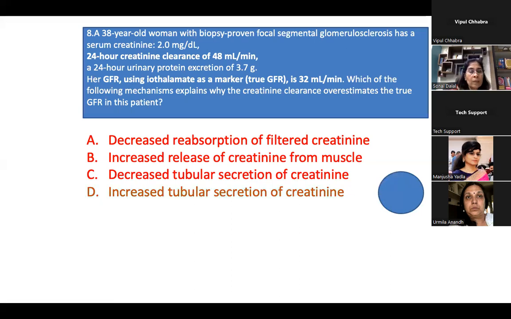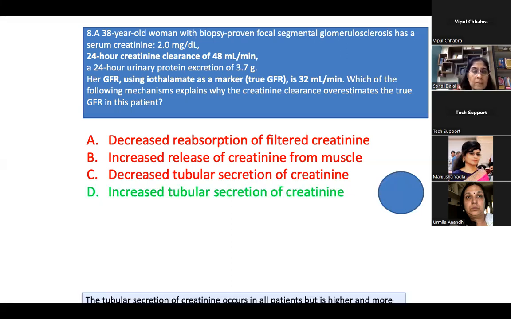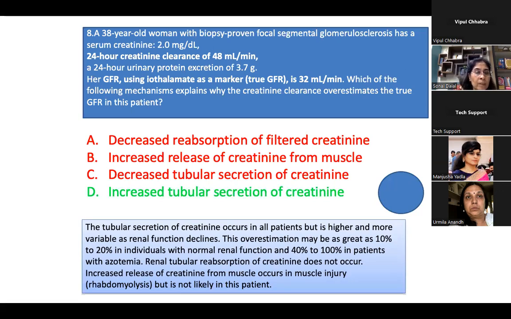Time up. The correct answer is option D, increased tubular secretion of creatinine. The tubular secretion of creatinine occurs in all patients, but it is higher and more variable as renal function declines. So as GFR declines, it will be more variable. This overestimation may be as great as 10% to 20% in individuals with normal renal function and 40 to 100% in patients with azotemia. Renal tubular reabsorption of creatinine does not occur, and increased release of creatinine from muscle occurs in muscle injury, rhabdomyolysis, but not likely in this patient.